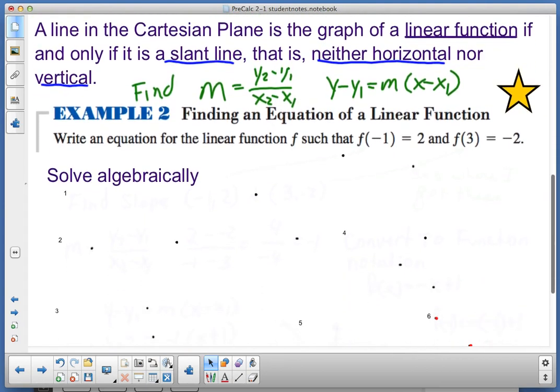A line in the Cartesian plane is the graph of a linear function if and only if it is a slant line that is neither horizontal nor vertical, because we just talked about what a horizontal line isn't, because it's not linear, and a vertical line, we've talked about as far as that line is concerned.